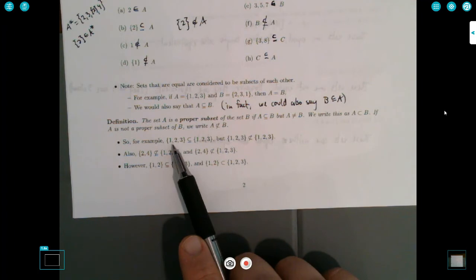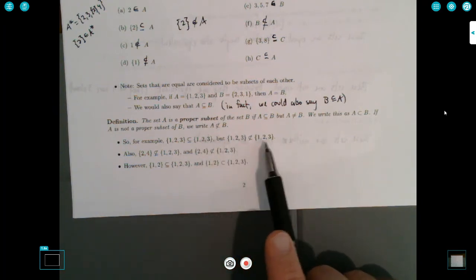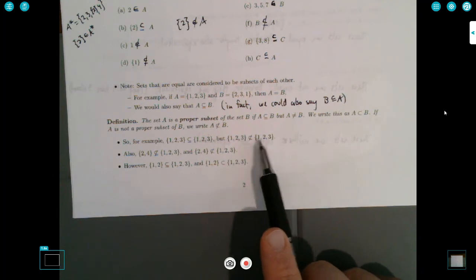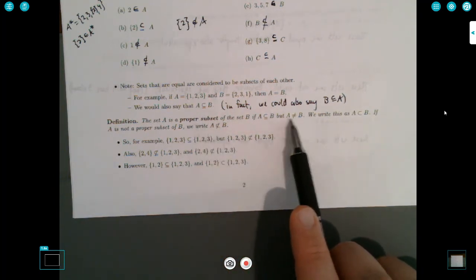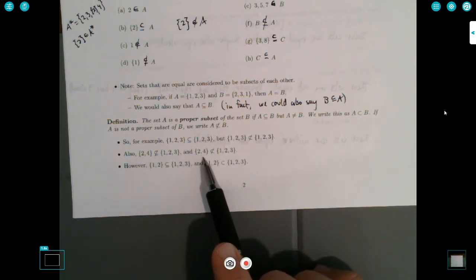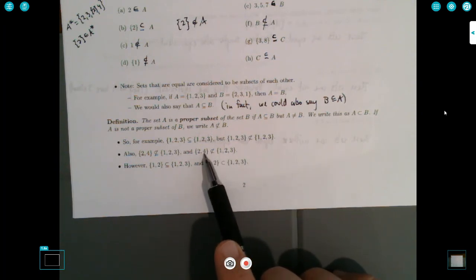So, for example, the set 1, 2, 3 is a subset of the set 1, 2, 3, right? But it's not a proper subset. Set 1, 2, 3 is not a proper subset of the set 1, 2, 3 because they're the same set. In a proper subset, the sets can't be the same thing, okay? Also, clearly, 2, 4 is not a subset of 1, 2, 3. So it's not a proper subset either because 4 is an element of this set, but not an element of this one.